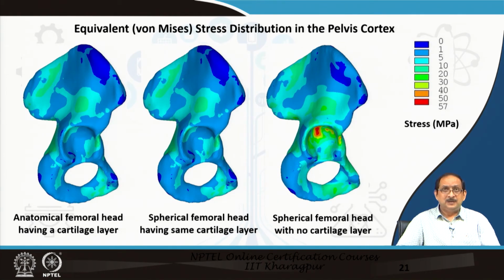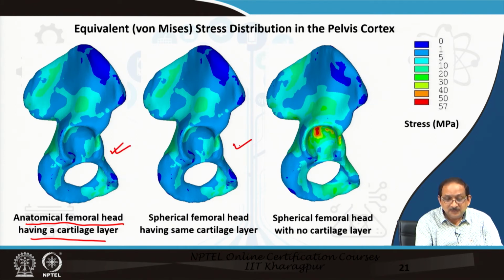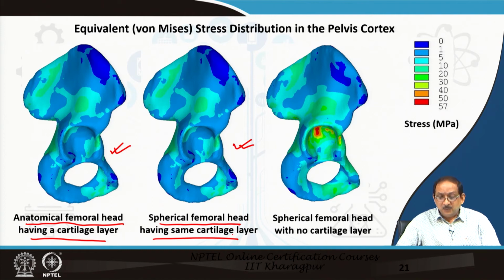If we now compare the stress distribution in the pelvic cortex corresponding to different methods of application of the hip joint force as indicated earlier, we see that the anatomical femoral head with the cartilage layer is quite similar to the spherical femoral head having the same cartilage layer, whereas the spherical femoral head without any cartilage layer gives rise to some stress concentration as indicated in the slide within the acetabular cavity.